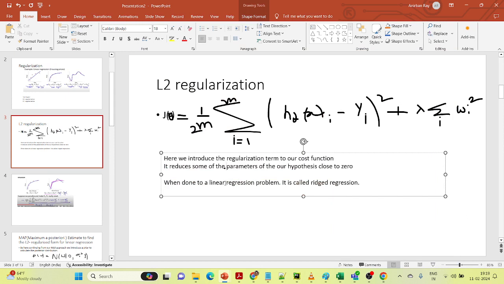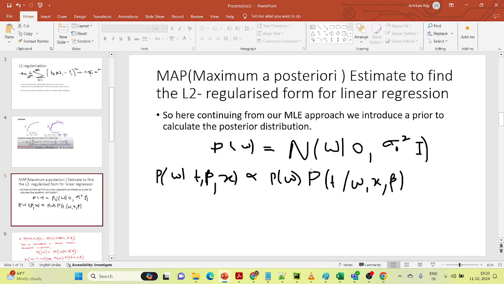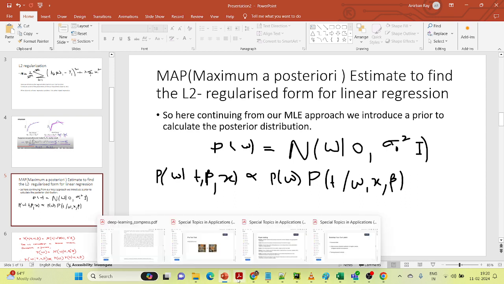So when this is applied to a linear regression problem, it is called ridge regression. Next we are going to get to the derivation of this. We derive this ridge regression, like the ML you have read, using what is called MAP, the maximum a posteriori estimate. The idea is from Bayes theorem actually.